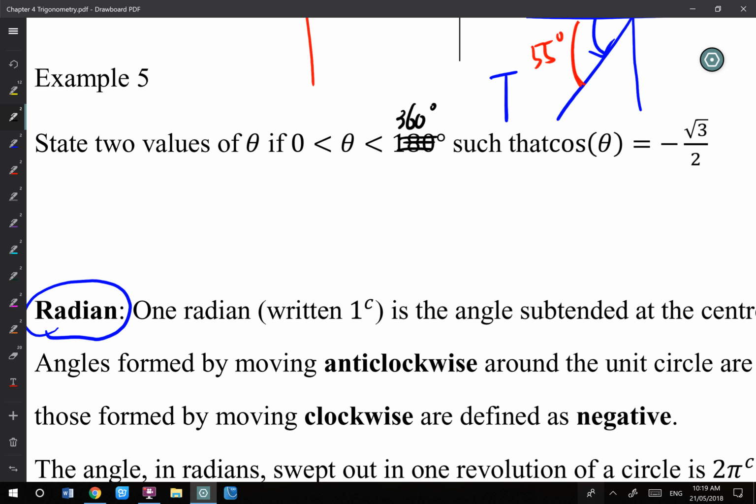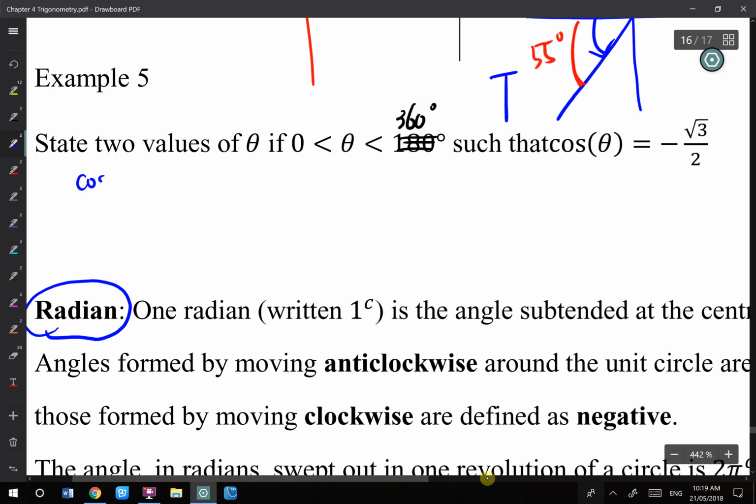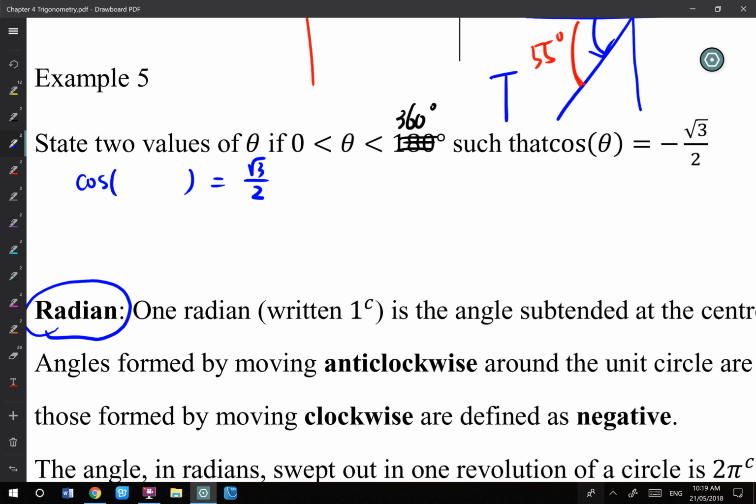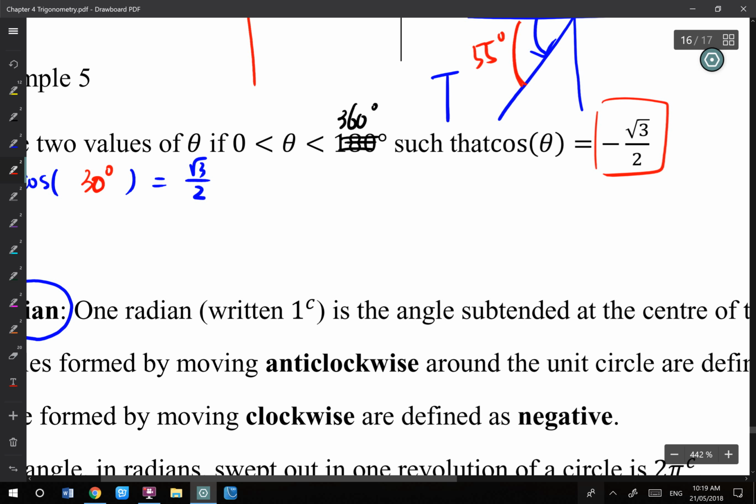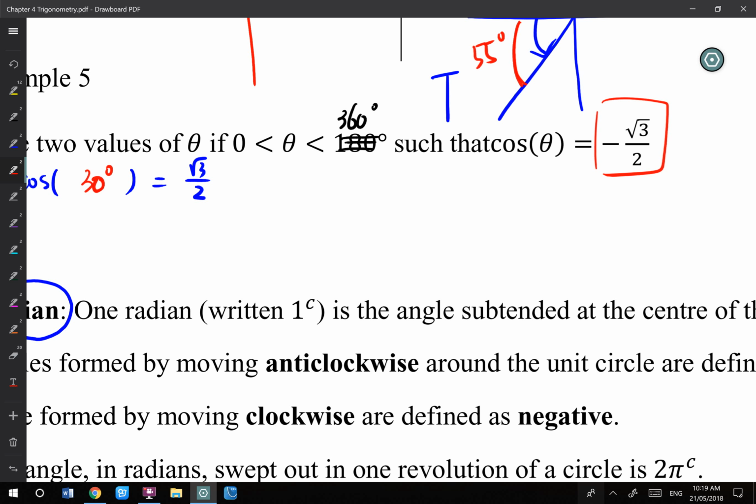First of all, my question is, cosine what gives you root 3 over 2? Positive. 30 degrees, right? 30 degrees. Okay, I need a negative root 3 over 2. Doesn't matter whether it's positive or negative, the ratio is root 3 over 2. So the angle must be related to 30 degrees. In other words, the reference angle must be 30 degrees. Okay? Reference angle must be 30 degrees.